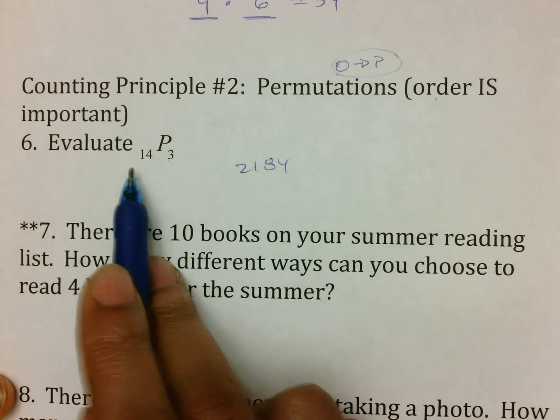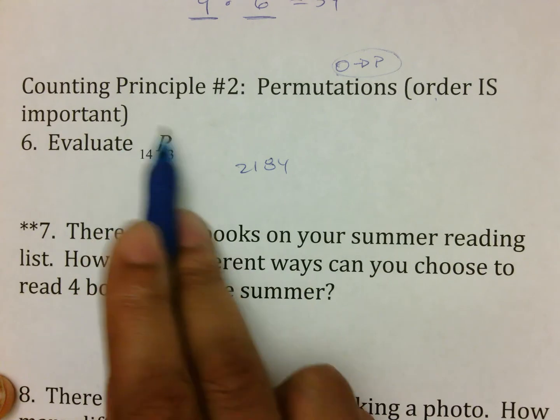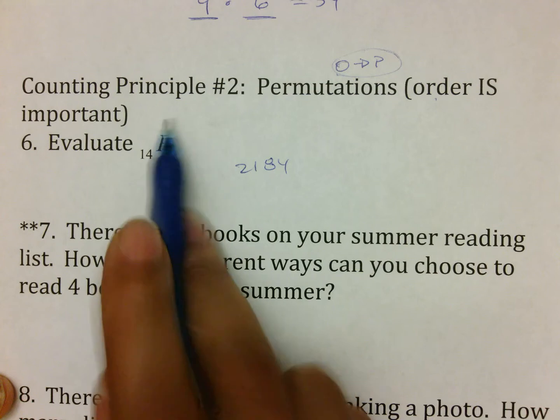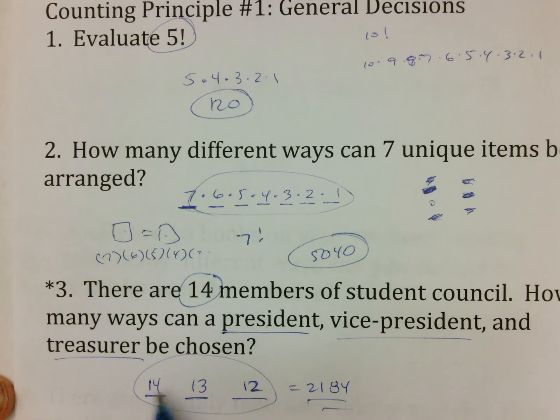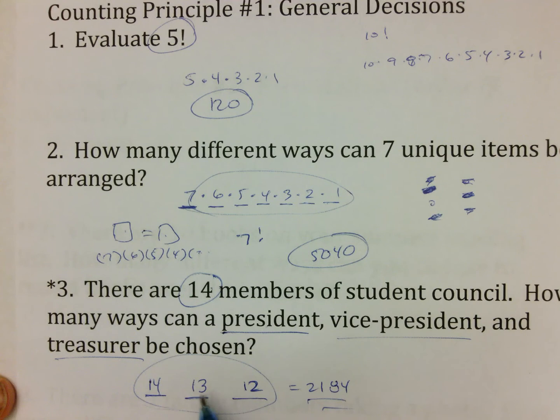So this, again, is kind of like a general decision part here, because it does matter when you get selected. It does matter in this situation that the first person selected is a president, the second person selected is a vice president, the third person selected is a treasurer, because if you were to switch those 3 people around, they would be in different offices.